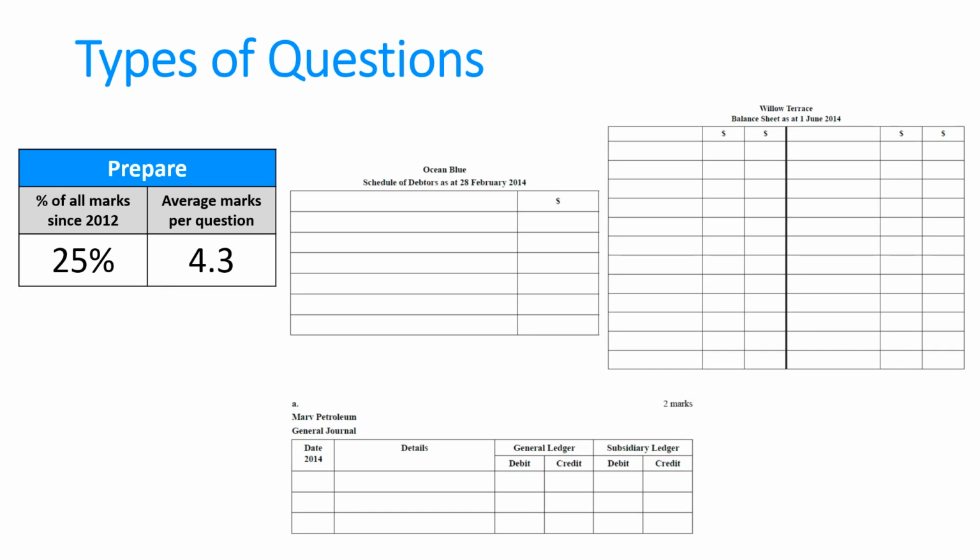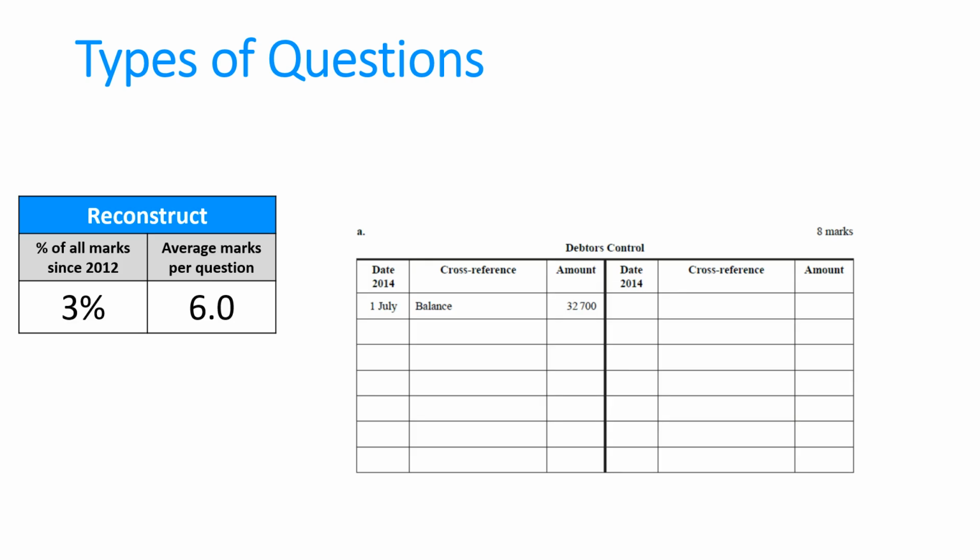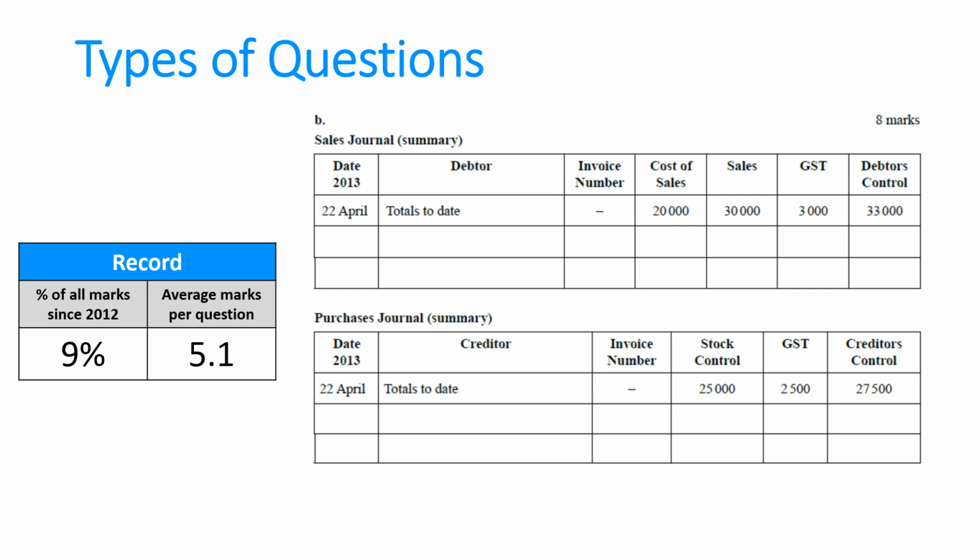Since 2012, 1 in every 4 marks has been for prepare, and that's your classic practical questions such as doing a schedule of debtors, a balance sheet, a cash flow statement, a general journal, a ledger, that sort of thing. Reconstruct is for budgeting, reconstructing ledgers for future periods, so it's not always on the exam. You can see when it is though, it's 6 marks, so it's usually quite a big topic.